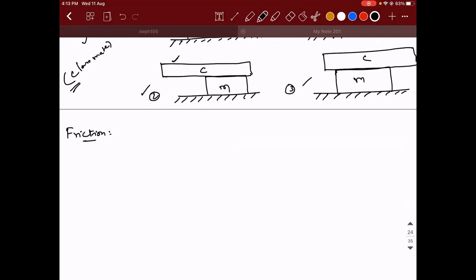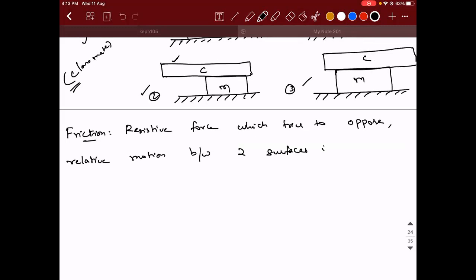So friction, the general meaning given to it is that it's a resistive force. Okay, it is a resistive force which tries to oppose the relative motion. This is a very important term, relative motion between two surfaces in contact. So this is the meaning, guys. Please write it down.